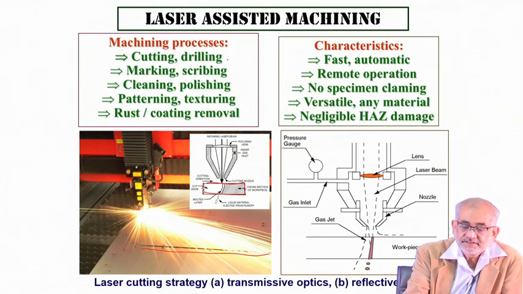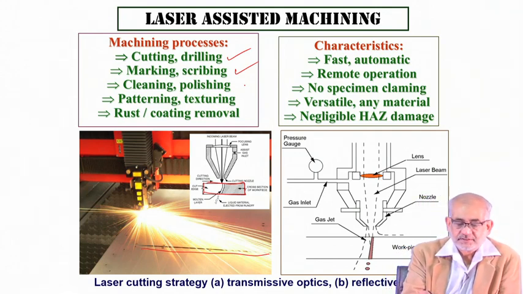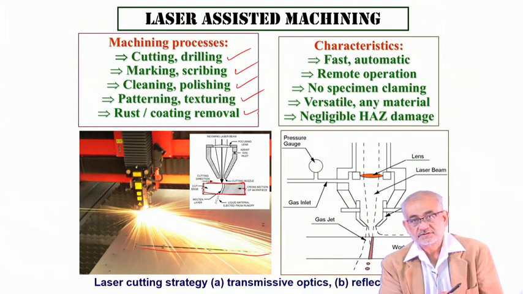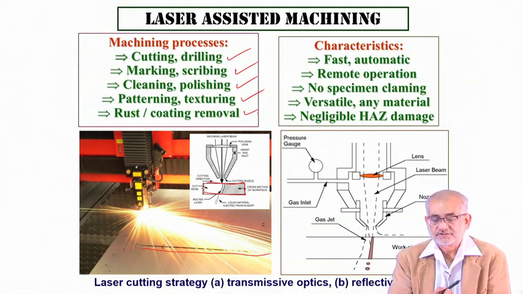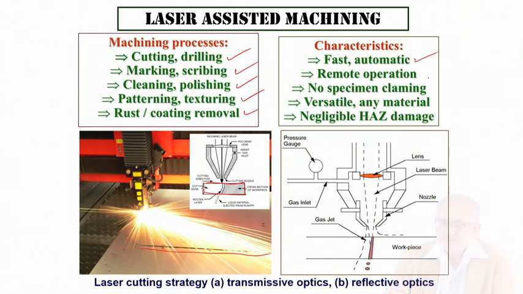So by way of machining, we mean cutting and drilling, marking or scribing. You can etch out a name or a design, or cut exactly according to the design. You can do cleaning and polishing, removal of controlled depth of material. You can do patterning or texturing, and you can also remove from the surface patina or a certain layer which is unwanted.